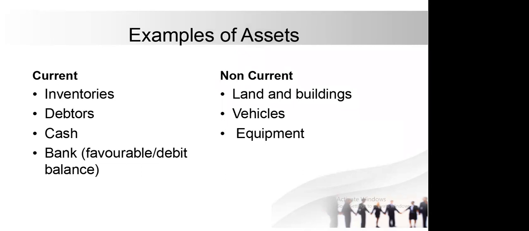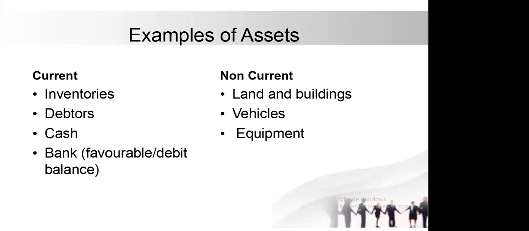On current assets, we've got inventories. Inventories are the stock that we trade in as the business. I have given an example of suppose we are trading in groceries. The groceries that we keep are inventories, and those inventories are current assets.